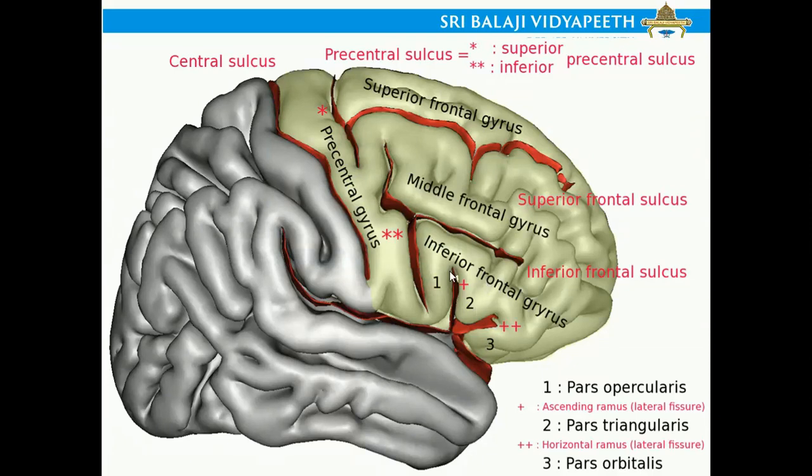So I repeat once again, the frontal lobe is subdivided into three major gyruses: the superior frontal gyrus, middle frontal gyrus and inferior frontal gyrus. The inferior frontal gyrus is further divided into pars opercularis, pars triangularis and pars orbitalis. And this is the precentral gyrus that is very clearly evident like an elevation in front of the central sulcus.